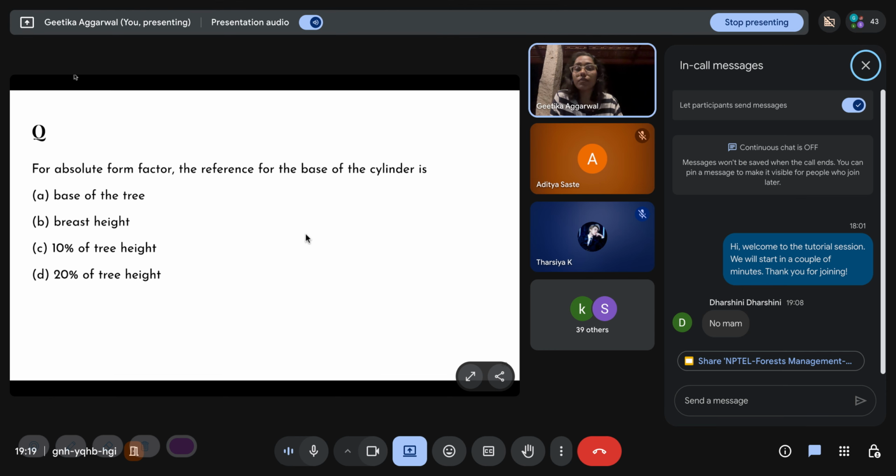First question is, for absolute form factor, the reference for the base of the cylinder is, what is the reference? Where do you take the diameter from for the absolute form factor? Is it the base of the tree, the breast height, 10% of tree height, or 20% of tree height? So where do you take the diameter from if you want to measure the absolute form factor?